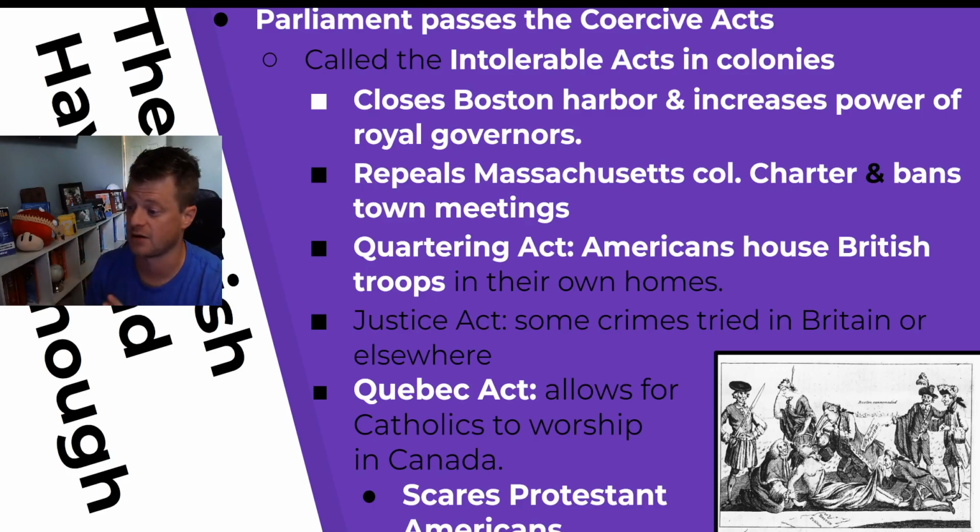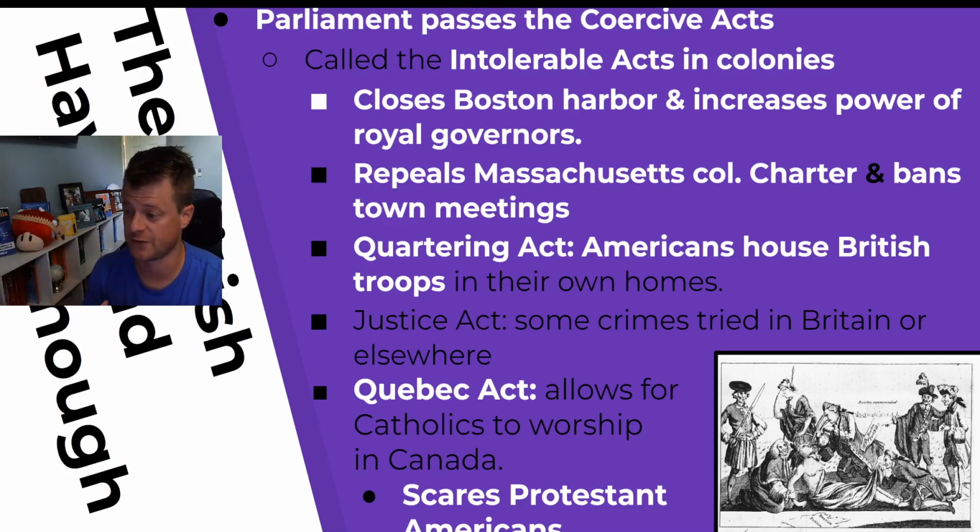So what do they pass? They're called the Coercive Acts. If you coerce somebody into something, it means you're making them do it. The colonists are going to call this the Intolerable Acts because they simply can't tolerate them. Now, what exactly are they? It's kind of like an umbrella. It does a bunch of different things.